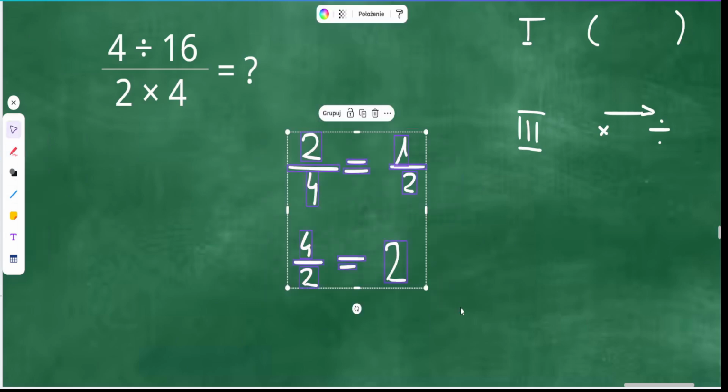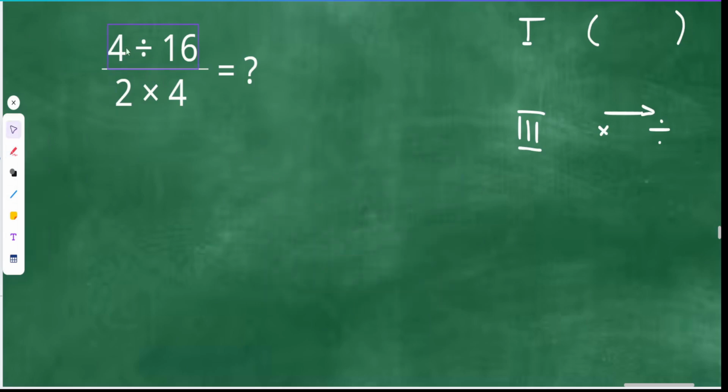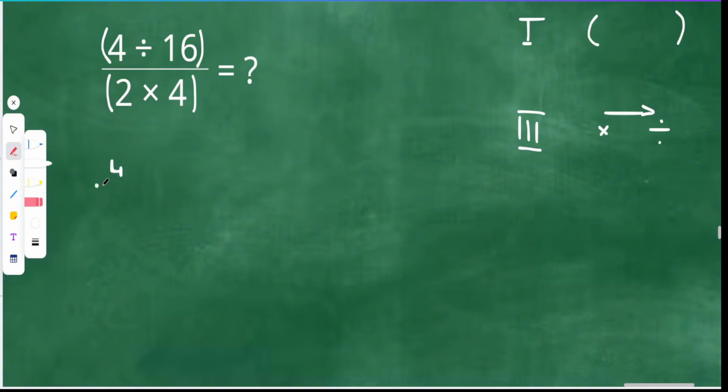However, here we have an operation in the numerator, and in the denominator we also have an operation. So we have to perform them in such an order that first we calculate what the numerator of this fraction is, and then we calculate what the denominator of this fraction is. And only then we will perform the division. Only then will we divide the numerator by the denominator. So let's simplify this upper expression.